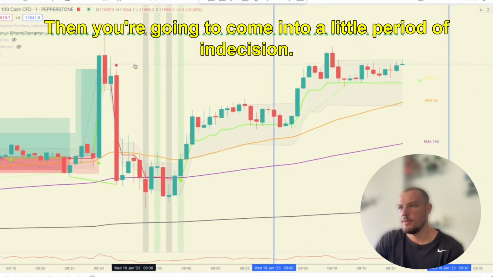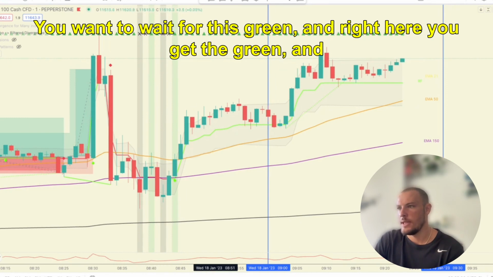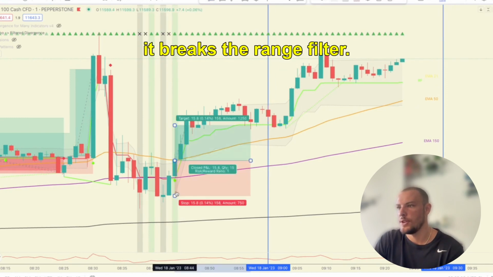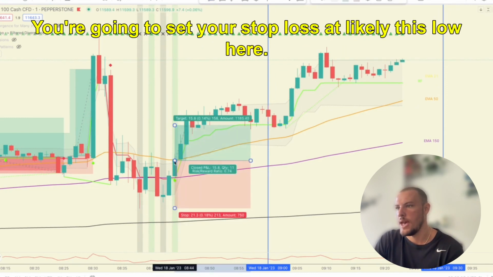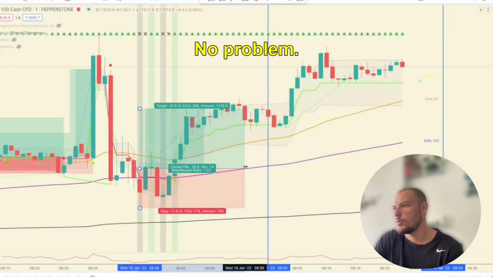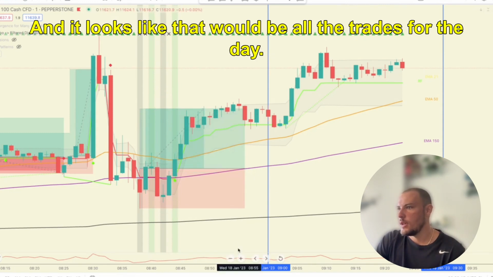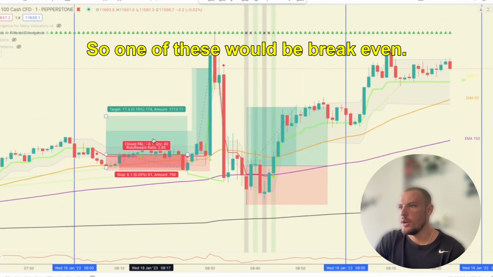Then you're going to come into a little period of indecision. You want to wait for this green, and right here you get the green and it breaks the range filter. You're going to enter there. You're going to set your stop loss at likely this low here. You're going to go for 1.5 and you're going to get it no problem. And it looks like that would be all the trades for the day. So one of these would be break even.